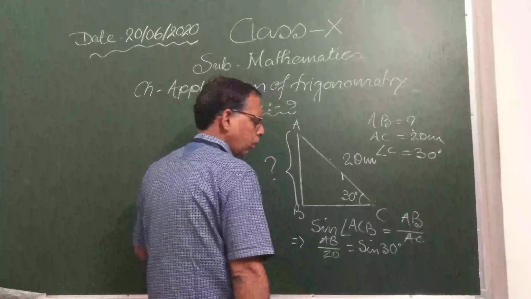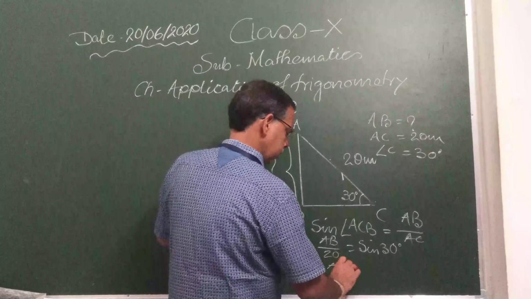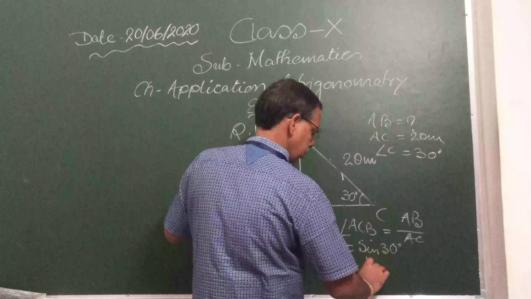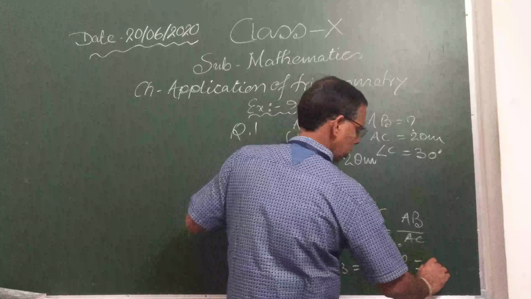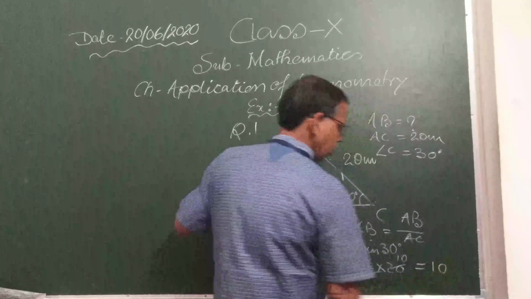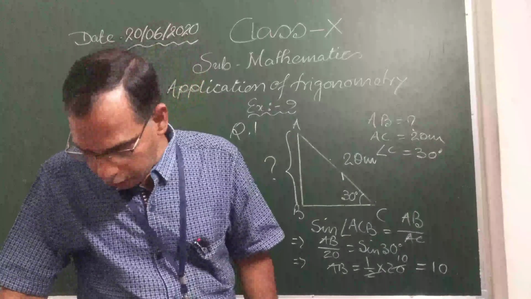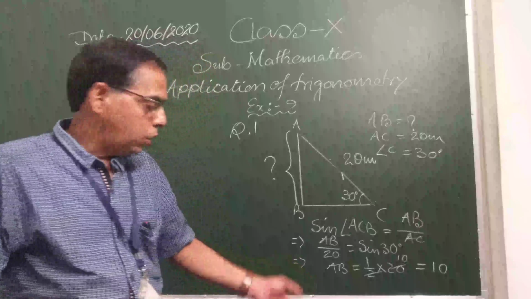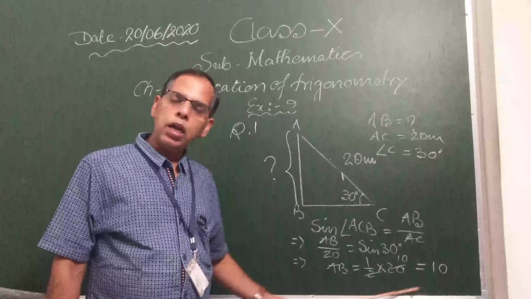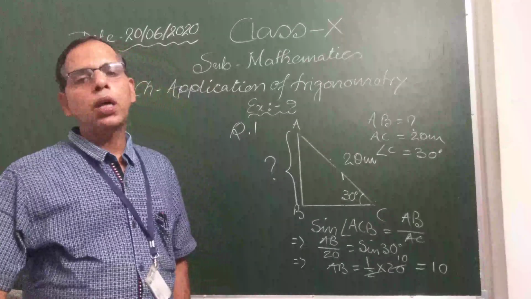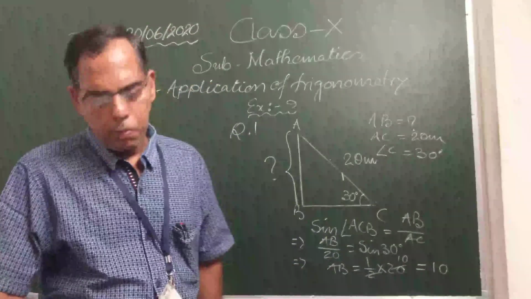Then what is that? It will be ultimately AB equal to half into 20. So it will be cancelled. 10 equal to 10. So therefore height of the tower, height of the pole is 20 meter. This is not the answer, you have to write down the answer again. Therefore height of the tower is 20 meter. So this is the solution of question number 1.